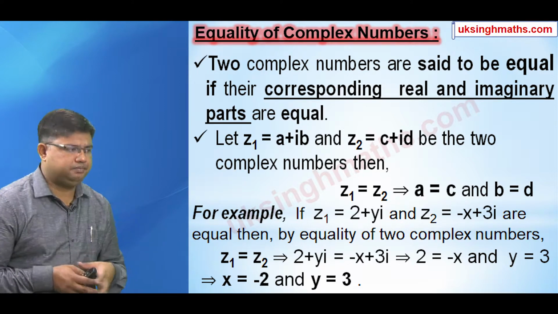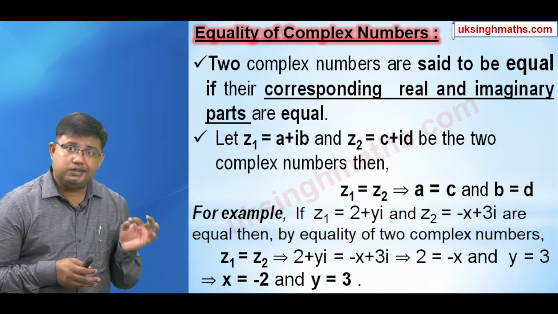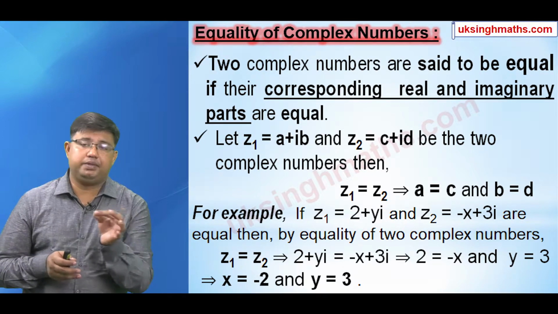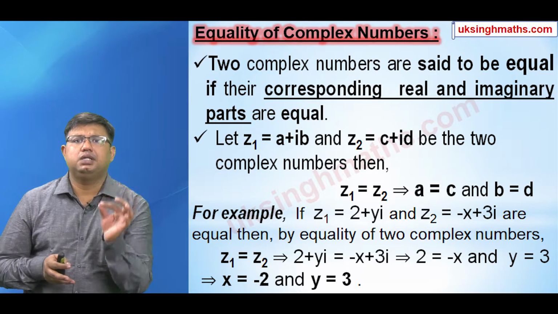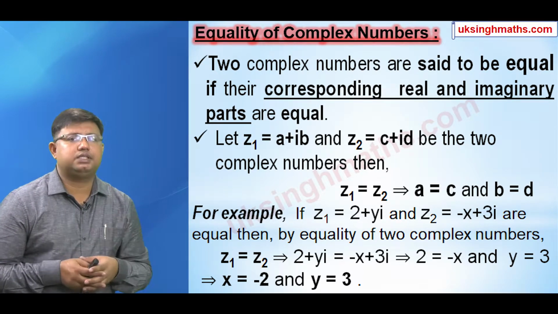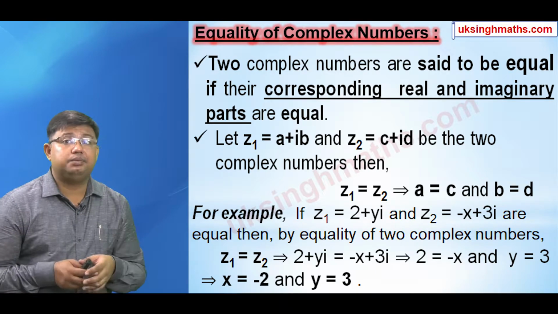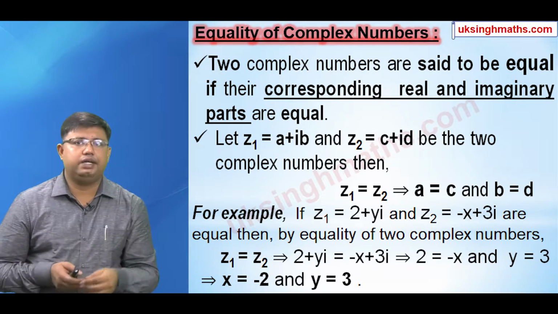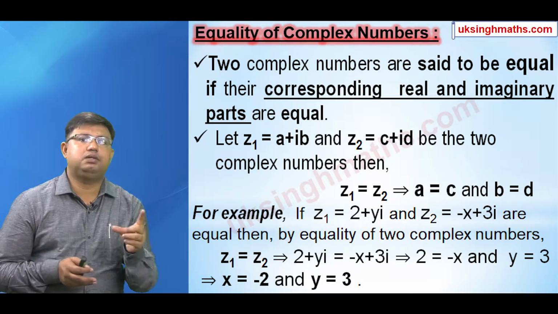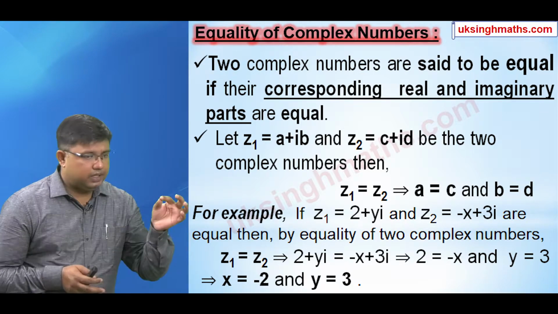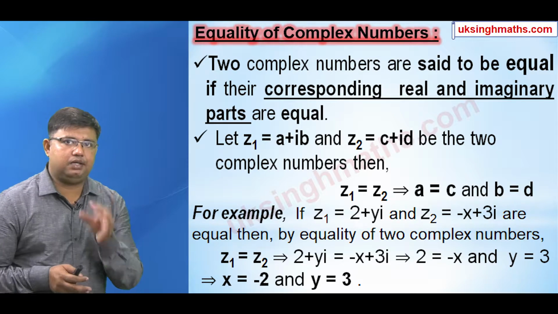What I mean to say, let z1 equal to a plus ib and z2 equal to c plus id be the two complex numbers. Then according to this definition of equality of these two complex numbers, z1 will be equal to z2 if and only if a equal to c and b equal to d. That is, the real part of the first complex number must be equal to the real part of the second complex number. The imaginary part of the first complex number must be equal to the imaginary part of the second complex number.